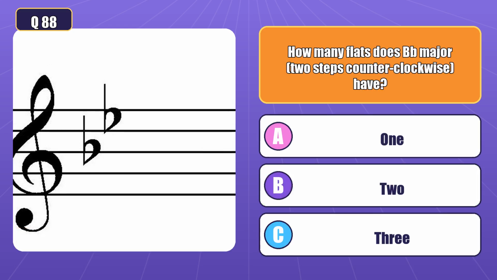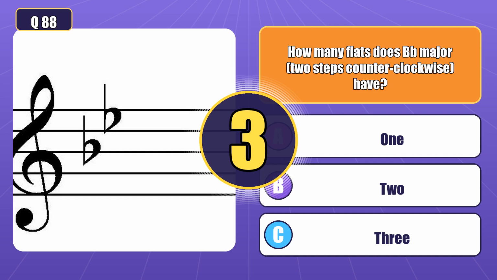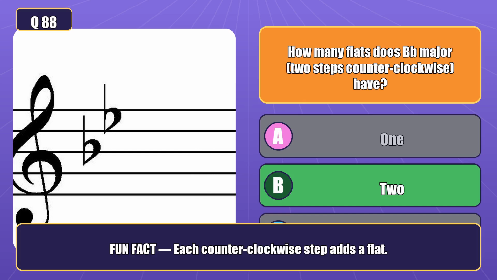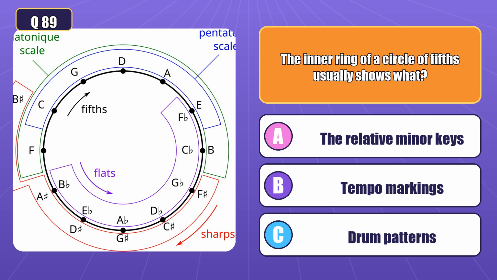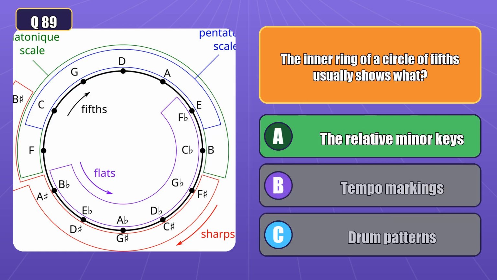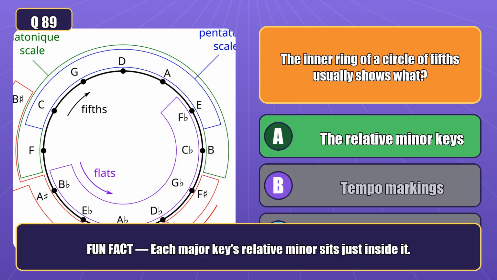Question number 88. How many flats does B flat major, 2 steps counterclockwise, have? The answer is 2. Fun fact, each counterclockwise step adds a flat. Question number 89. The inner ring of the circle of fifths usually shows what? The answer is the relative minor keys. Fun fact, each major key's relative minor sits just inside it.